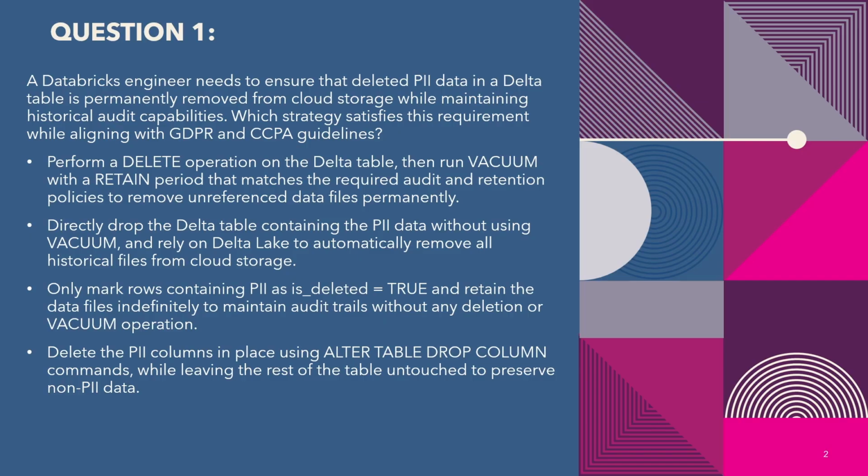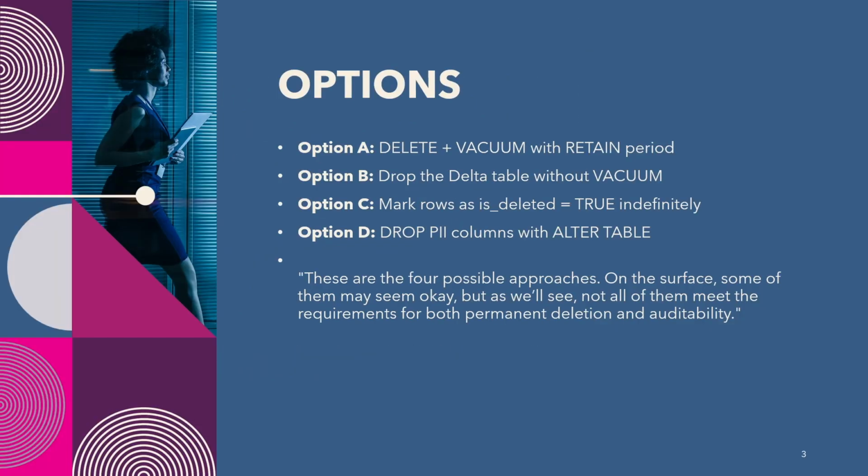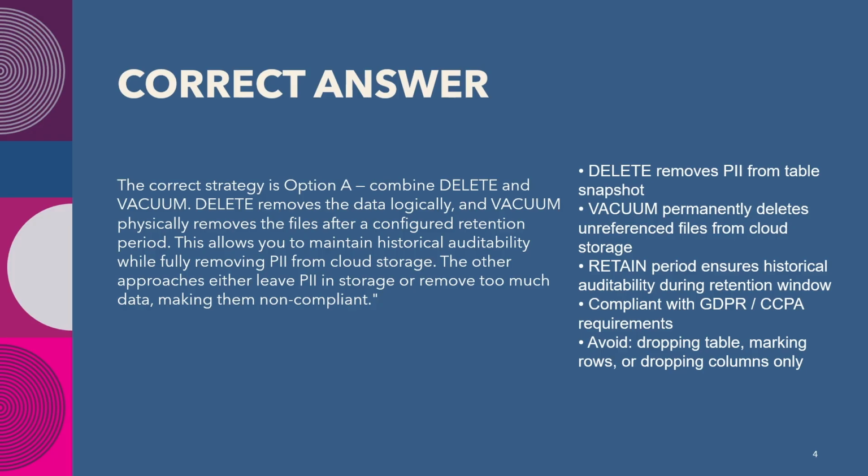Option A combines 2 operations, a logical delete to remove the PII records from the table's current state, followed by vacuum to purge unreferenced data files from cloud storage. Here's why that matters. Delete creates a new table snapshot excluding PII, but vacuum is the mechanism that physically deletes the unreferenced files. The vacuum operation supports a retain period, and this is the critical control.